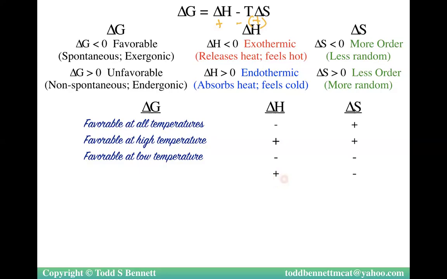And then finally, positive here and negative here, that's going to be unfavorable no matter what. Positive minus a negative would be plus, and plus plus would always be a positive number, unfavorable at all temperatures. So typically what we're going to run into in OChem will be these three. We will not be using the last reaction.